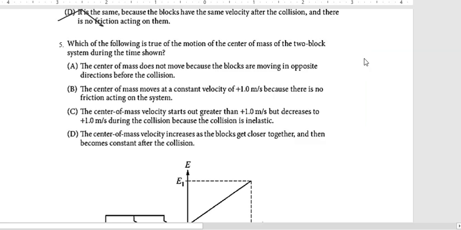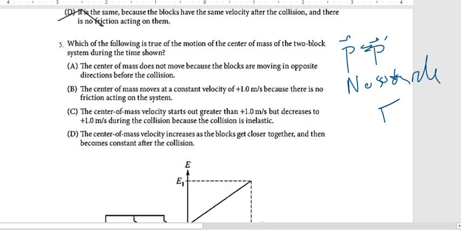Okay, so this one wants to know, same thing, same block graph thing. Which of the following is true about the motion of the center of mass of the two block system during the time shown? Well, this whole problem is a conservation of momentum problem, basically, or it could be. So for that to happen, it's an isolated system, so no outside forces. That says no outside forces. So that means it's just the forces of the blocks on each other.